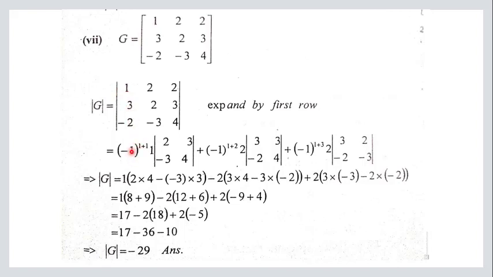So in the power of minus 1, we will write 1 plus 1 because this is the first row and first column. So minus 1 to the power 1 plus 1. Now what do we write? We write this first element, which is 1. Alright, now draw a perpendicular line like this.